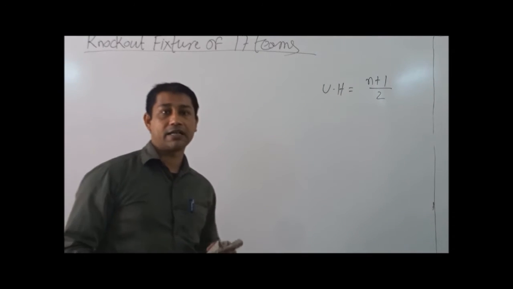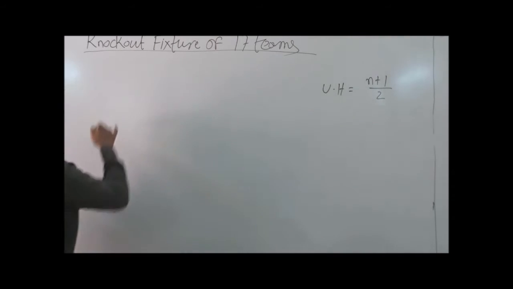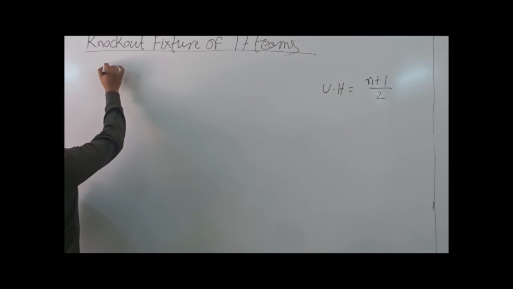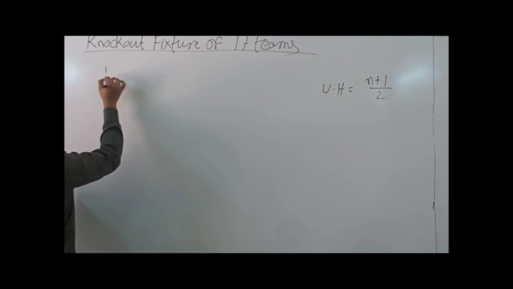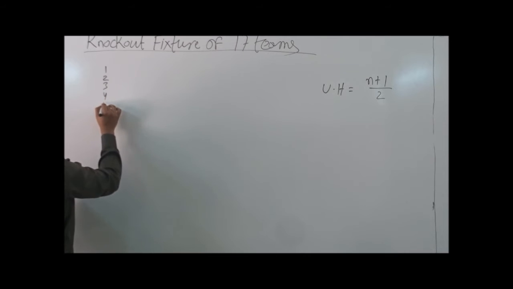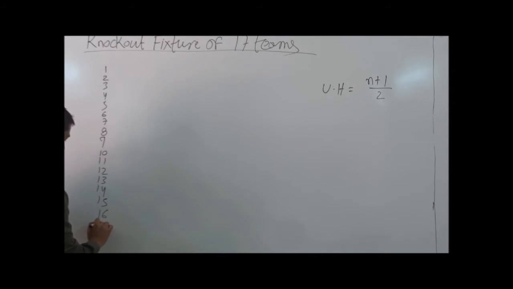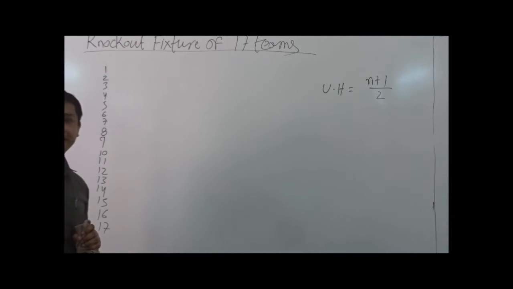Next we are going to start the knockout fixture of 17 teams. As told earlier, first we need to vertically write down the teams. Likewise, 1 to 17 I have lined up vertically.